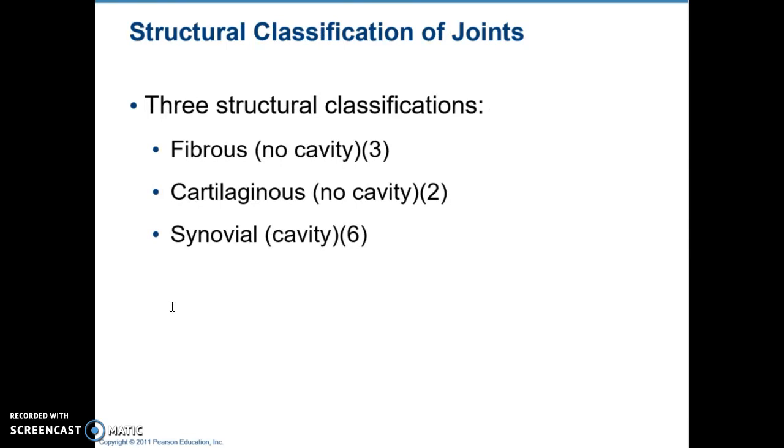Then there are structural classifications. This has to do with what is holding the two bones together, or whether or not that joint has a joint cavity. So there are going to be fibrous joints, cartilaginous joints, and synovial joints. We're going to cover all of these specifically, so you're going to need to know 3 different fibrous joints, 2 different cartilaginous joints, and then we're going to go over the 6 different types of synovial joints.